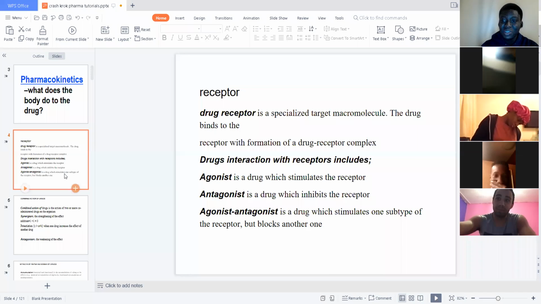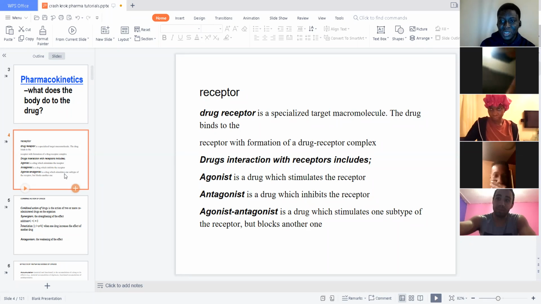Next we have a receptor. Basically, a receptor is a target molecule for a drug. When you take a drug, it goes straight to the receptor and binds to it. Then we have a drug-receptor complex. When the drug and receptor come together, it can be an agonist, an antagonist, or both agonist and antagonist.